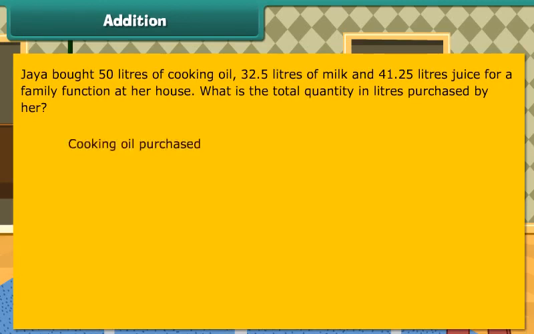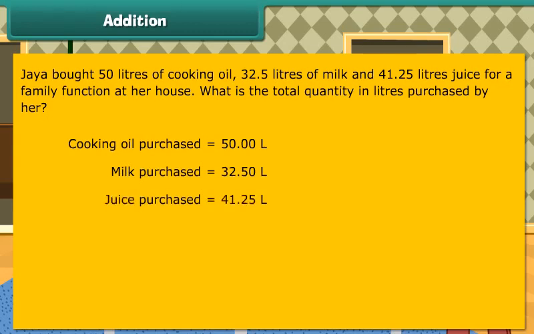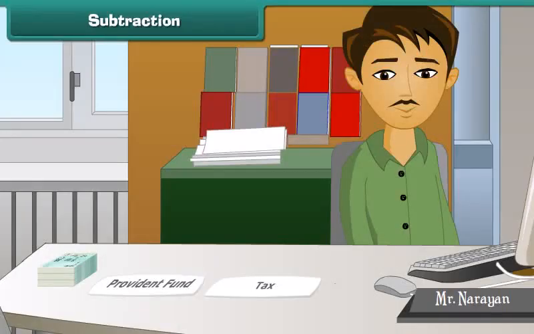Subtraction. Mr. Narayan earns a salary of rupees 42,345.79. Out of this salary, he contributes rupees 2,317.52 to Provident Fund and pays rupees 4,314.25 as tax. What is the balance salary left with Mr. Narayan? Provident Fund contribution is rupees 2,317.52.